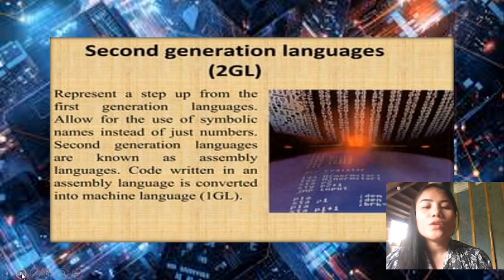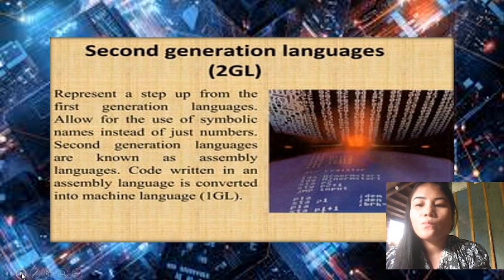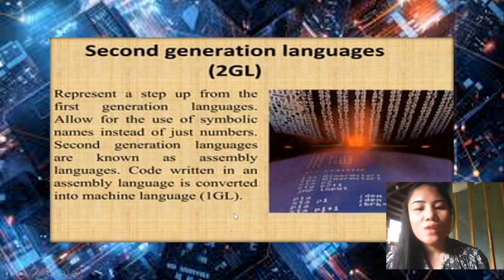Then second generation languages, 2GL, represent a step up from the first generation languages, allowing the use of symbolic names instead of just numbers. Second generation languages are known as assembly languages. Code written in an assembly language is converted into machine language, 1GL. This is an example of second generation language, 2GL, in the image on the right side.